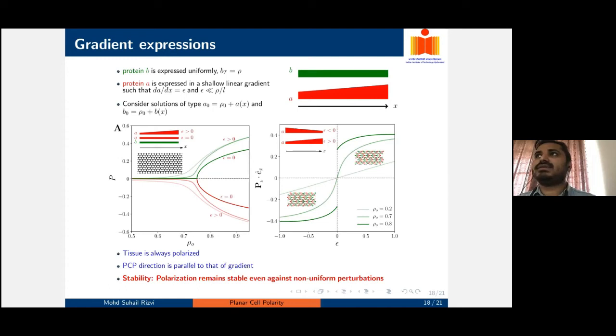One of the things it does is the establishment of polarity even in the case of a very low amount of proteins available in the cell. Second is the alignment of the cell polarity with the tissue axis. And the third thing is to stabilize the cell polarization, which is not there in the absence of the gradient.